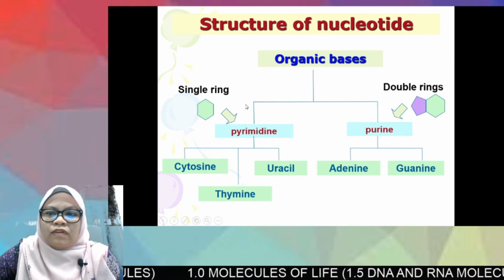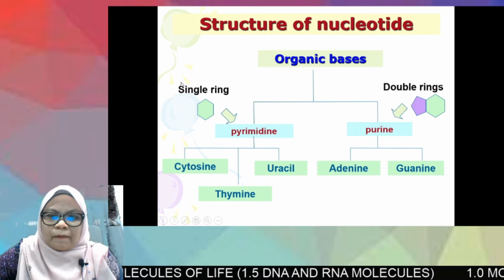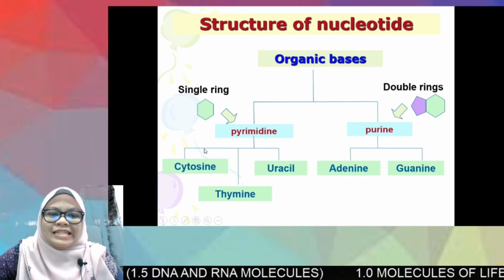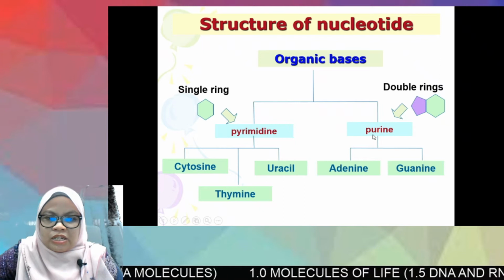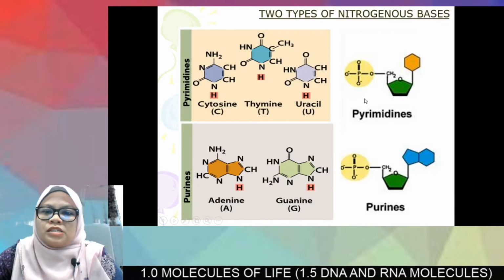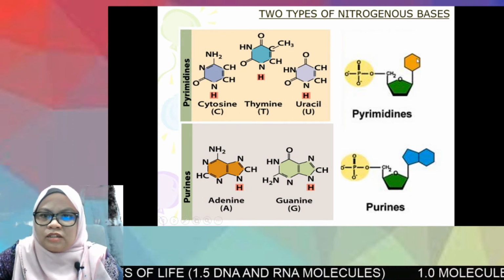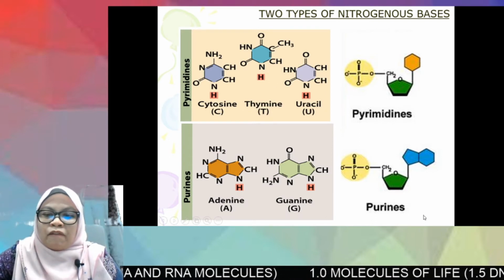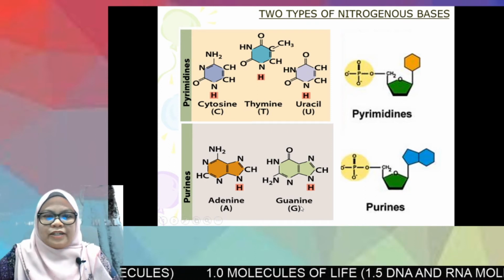Organic base can be divided into 2. Pyrimidine is an organic base which has a single ring. Purine is an organic base which has a double ring. Pyrimidine has 3 types: cytosine, thymine, and uracil. Purine has adenine and guanine. So this is the pyrimidine basic structure. The nitrogenous base in pyrimidine is a single ring, for example cytosine, thymine, and uracil. But for purine, the nitrogenous base is a double ring, for example adenine and guanine.